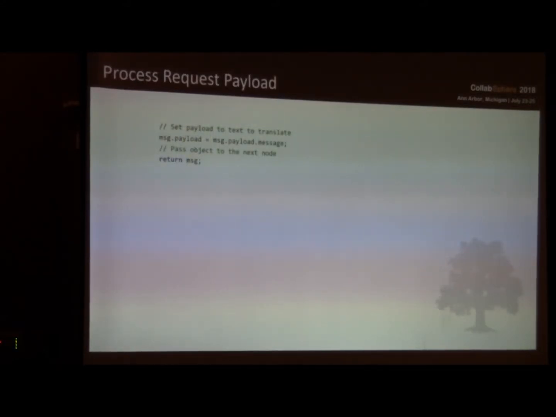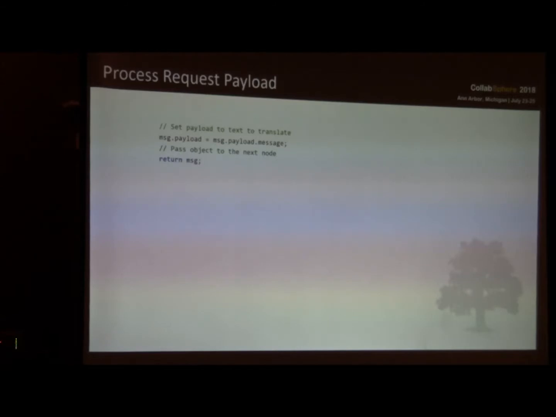So here's the first function. This is one that takes the incoming payload, and if you're familiar with how it works when you do an AJAX call, you send a JSON object over. So that's coming in the payload here. The message I want to translate, I put in message.